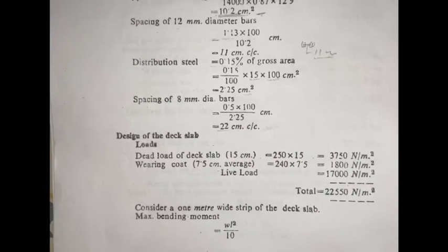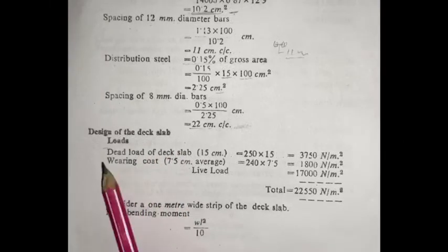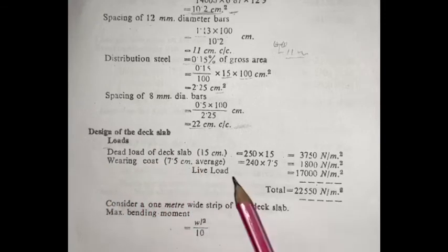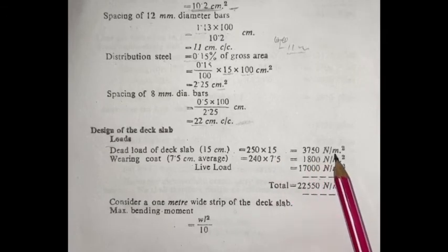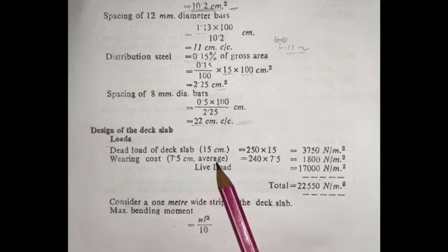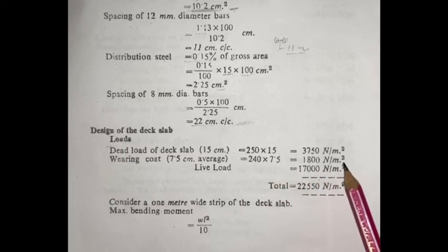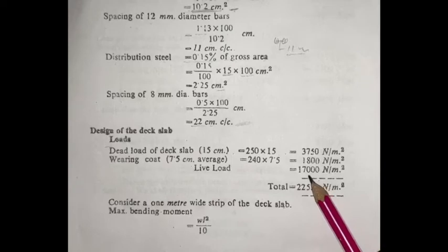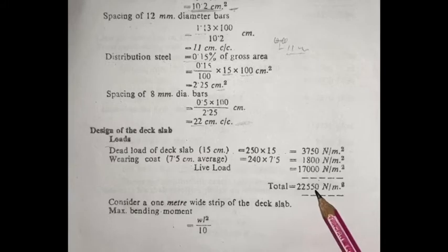Now we will go for the design of the deck slab for the T-beam bridges. Now we will design the deck slab. So for deck slab load, we have dead load of the deck, that is 15 centimeters, so we have 250 into 15, that is 3750 Newton per meter square. Wearing coat 7.5 centimeter, so we have 240 into 7.5, that is 1800 Newton per meter square, and live load we have 1700 Newton per meter square. So total load we have 22550 Newton per meter square.